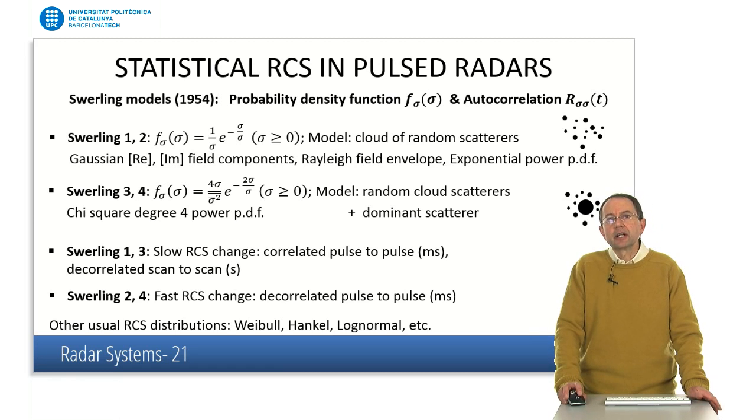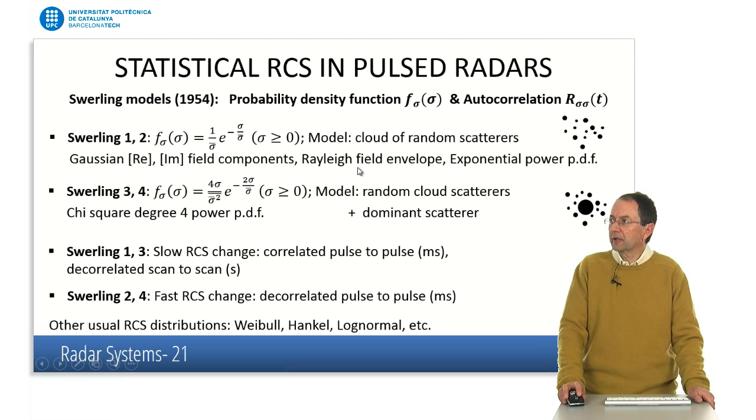1954, and the models are based on the probability density function and the time autocorrelation of the radar cross-section of targets. There are four models that were proposed. Swerling 1 and 2 are built on a model of a cloud of random scatterers. So they provide a Gaussian real and imaginary part of the scattered field. Then the amplitude has a Rayleigh probability density function. And the power, because radar cross-section directly affects received power, becomes an exponential PDF.